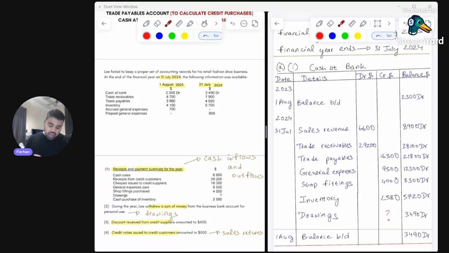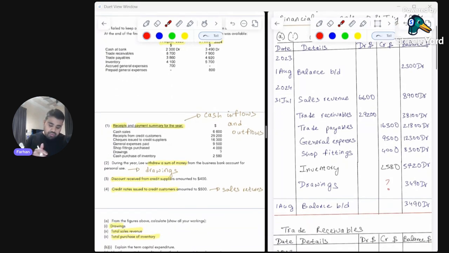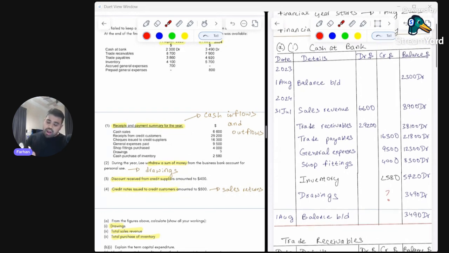So starting with the cash inflows. You can see the first information given under the receipts and payments summary is the cash sales. Cash sales refers to sales that you have made for cash, which means whenever you make a sale for cash, your balance in your bank account should automatically go up. So that is why in the ledger account, for the year ended 31 July 2024, we know our balance for cash at bank will go up whenever we are making a cash sale. And in this case, the amount of cash sale we have made is $6,600.